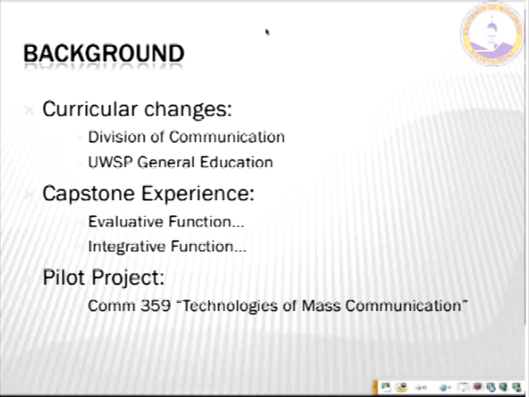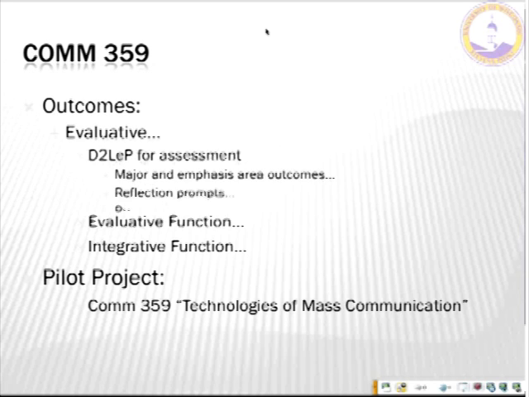The class I'm doing this in is called Technologies of Mass Communication, and in essence, I take a philosophical approach to the uses of media technologies in everyday life, and I draw heavily from cultural studies, political economy, psychology, and so forth. And so by the time the students come out, they've got a much better understanding of theory and application to practice in their own daily lives. That's the class that I'm piloting this capstone experience in.